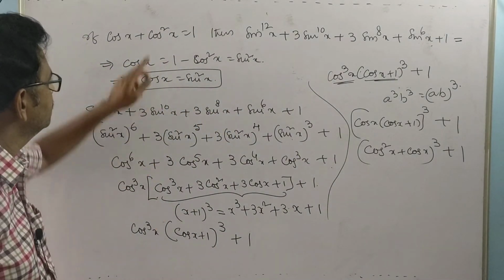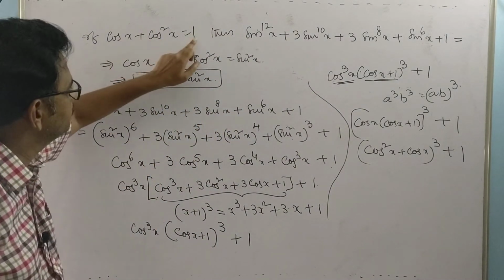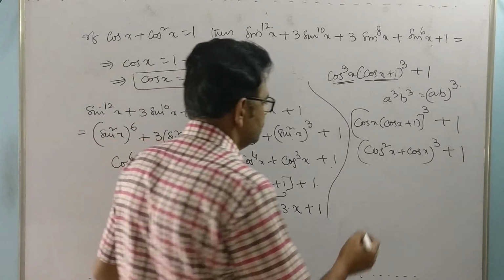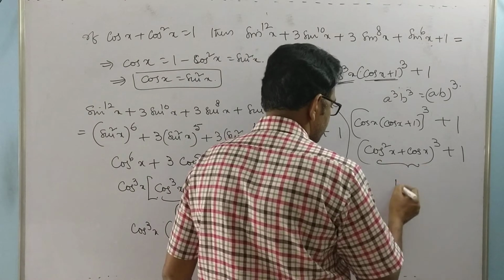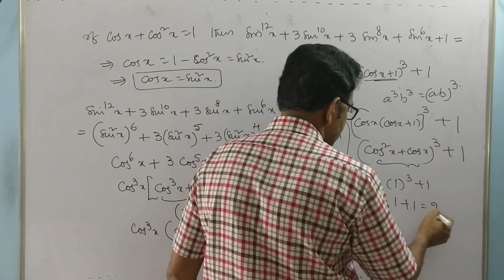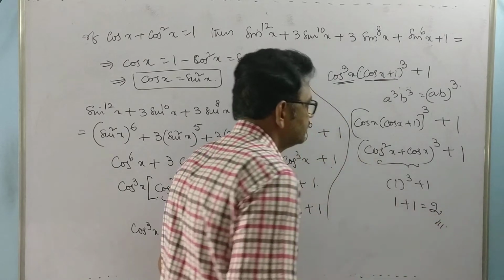Now cos square x plus cos x equals again 1. This is 1. Therefore 1 cube plus 1, 1 plus 1, that is 2 is the answer.